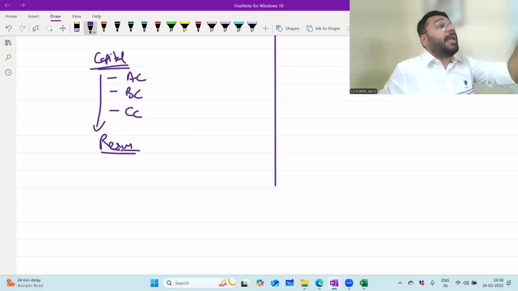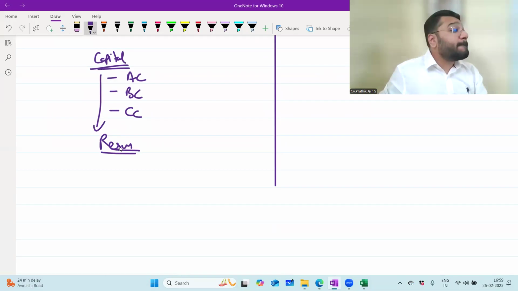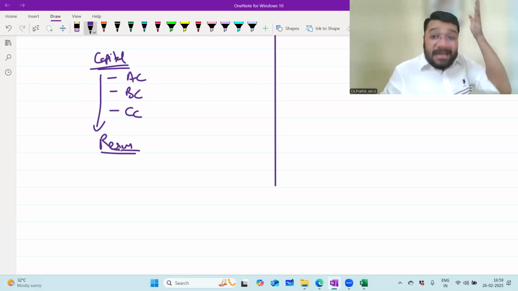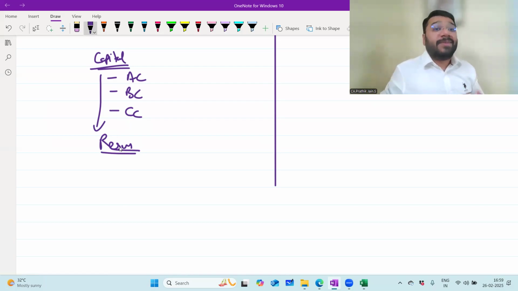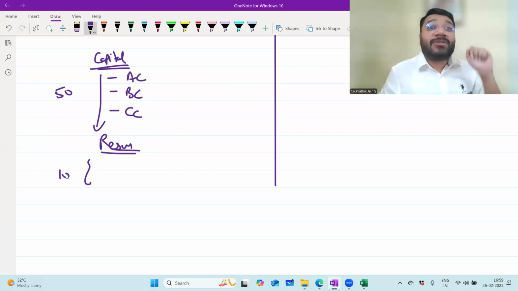Then we have something called reserves. Under reserves, you have multiple types of reserves. You have investment fluctuation reserve, workmen compensation reserve, general reserve, revaluation reserve. So many types of reserves. If there are 10 types of reserves, again 10 different lines. 50 lines of capital, 10 lines of reserves. Then we have so many other liabilities coming down one after the other, which means this balance sheet can go for more than one page.